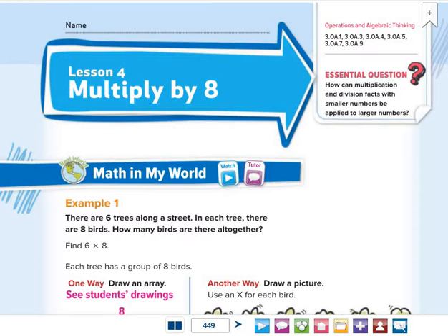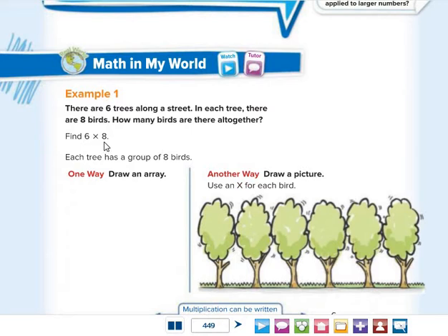Our lesson today is talking about how to multiply by 8. Page number 449. 8 is a relatively large number, so usually facts with a factor of 8 are large. You have learned many strategies to solve unknown facts. Let's see, through this example number 1, how can we find a fact with a factor of 8?